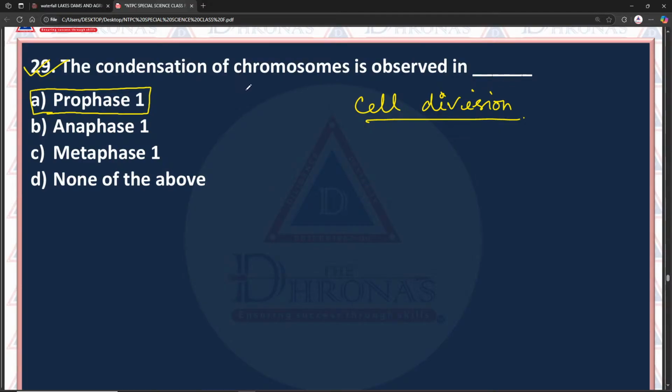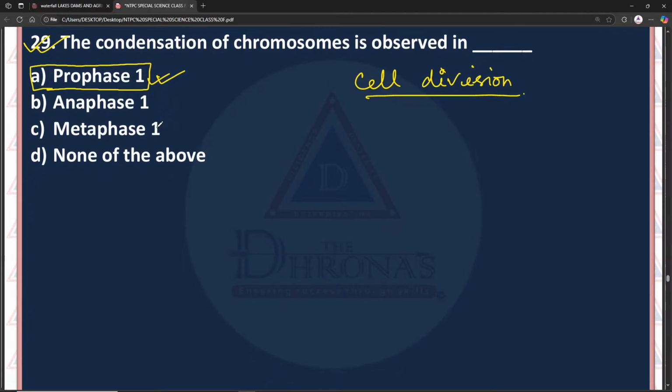ठीक है. The condensation of chromosomes is observed in prophase 1, the first stage of cell division. Okay. In metaphase, the chromosomes align themselves at the center of the cell plate, and in the anaphase, the chromosomes, sister chromatids, are separated from each other and move towards the opposite pole of the cell. So these are the stages of cell division.